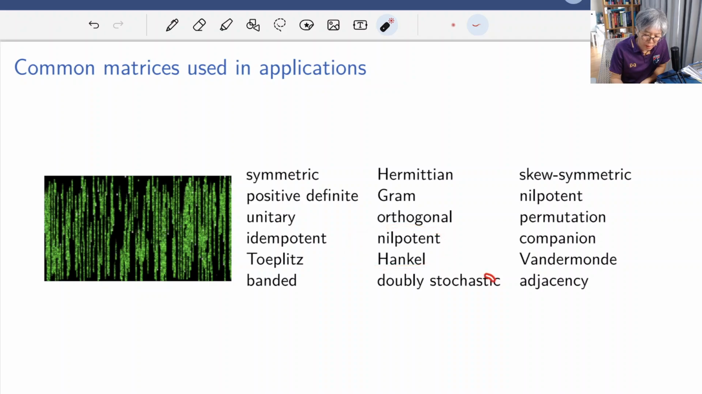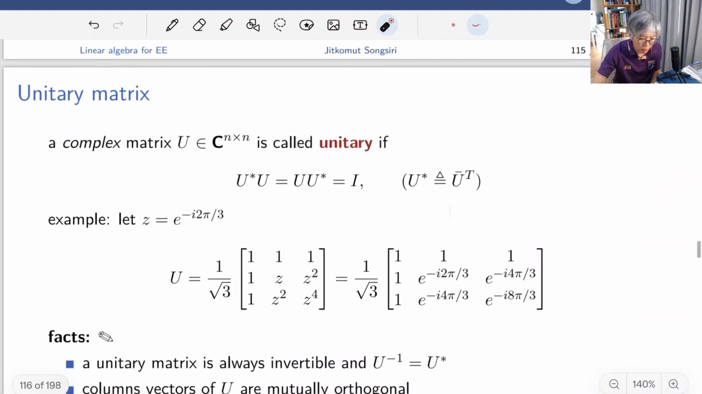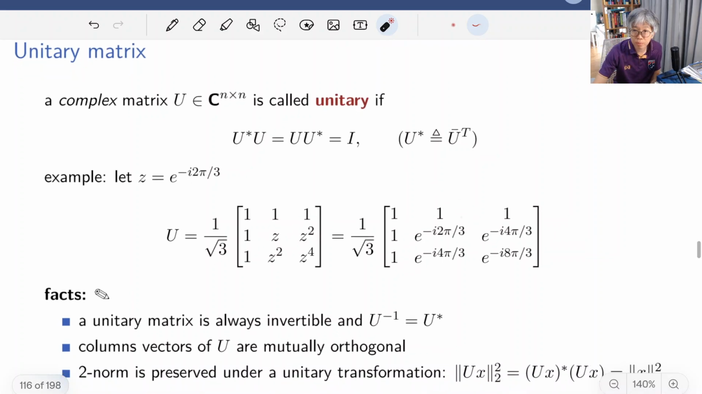nilpotent, and doubly stochastic. We will only give the short definition and the final results that can be quickly proved. For all the details and maybe some more intensive applications, we will not include them in this video. You can further read the book by Horn, Matrix Analysis. Okay, so let's start with the first one, unitary matrix.